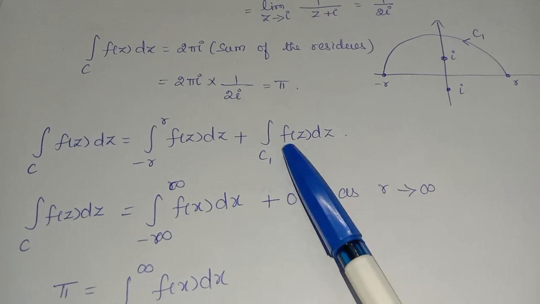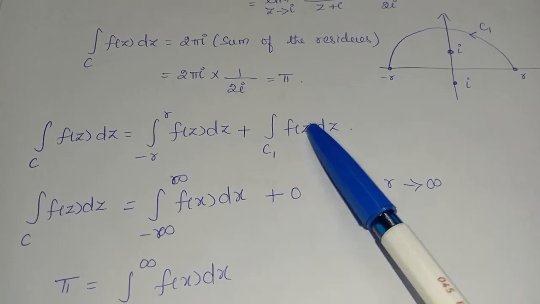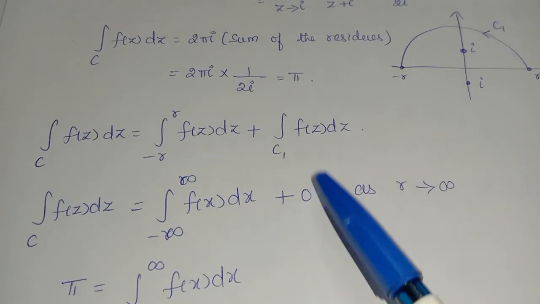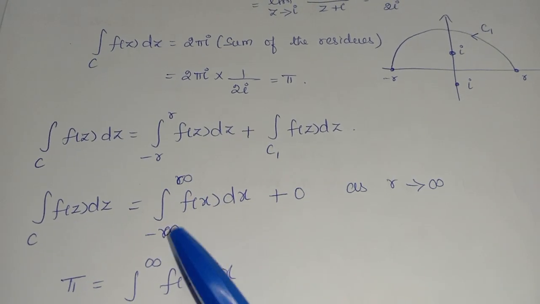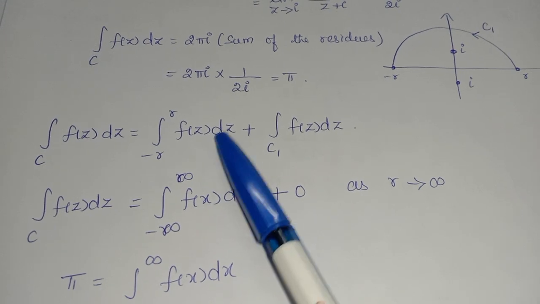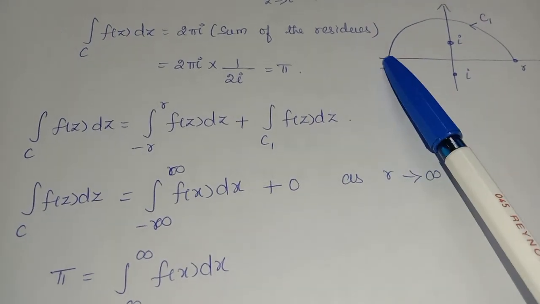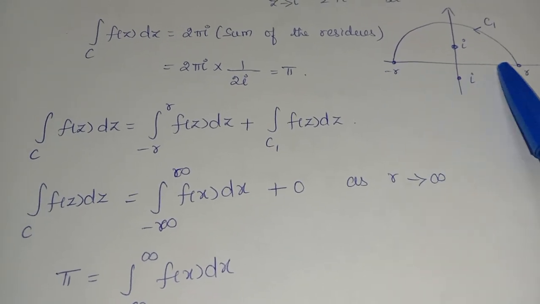Cauchy's lemma states that the value of this integral tends to 0 as the radius r tends to infinity. Instead of this I can put 0. What about this one? As r tends to infinity, this minus r to plus r will become minus infinity to plus infinity. What about this f of z dz? See, the minus r to plus r means what? This is the line segment from minus r to plus r, no? It is completely lying on the real line.